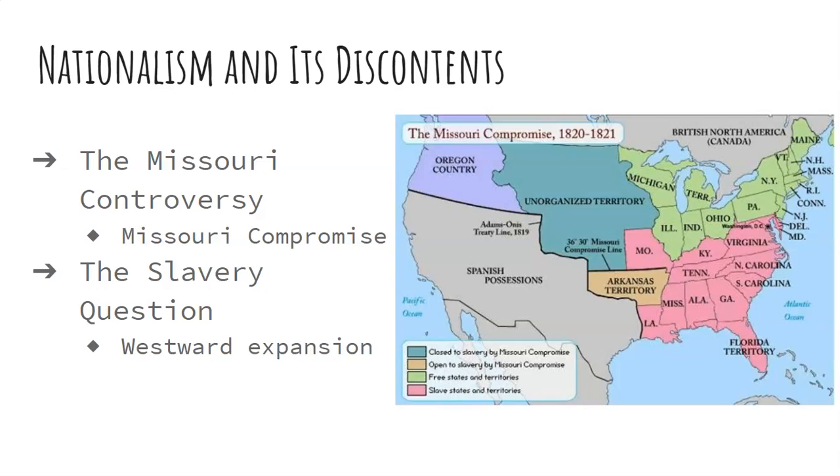And this controversy raised for the first time what would end up being a pretty fatal issue for the United States, the westward expansion of slavery. This was the first sectional division that revealed these widespread feelings of disunity within the nation. For the moment, the slavery issue faded from national debate after the Missouri Compromise, but it would come back in the future.